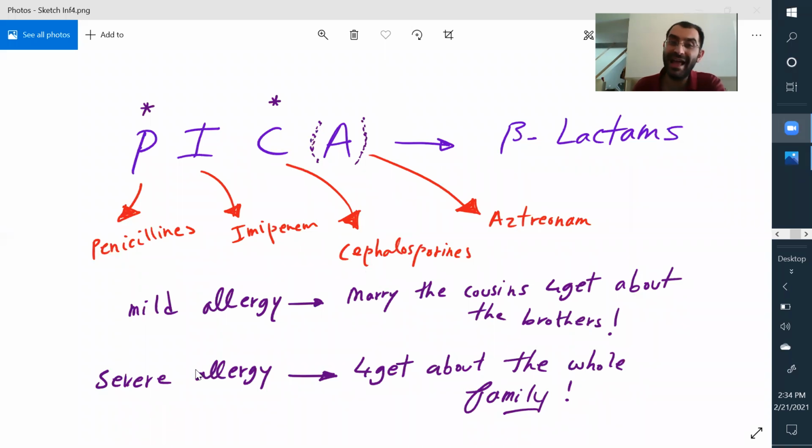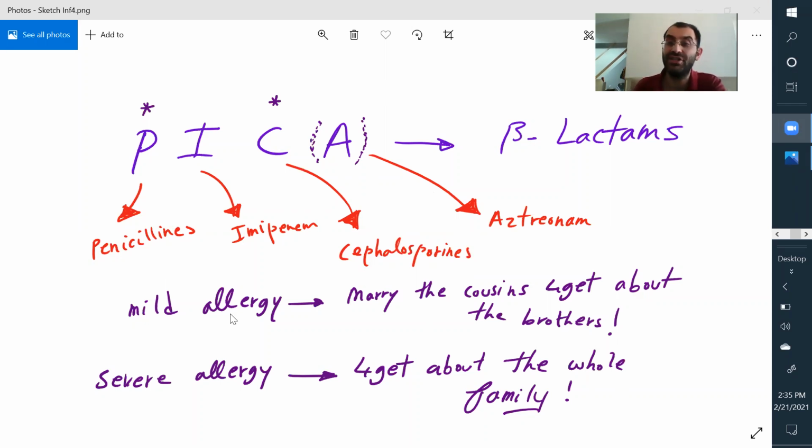But if it is severe allergy, anaphylaxis to penicillins, I will not marry the penicillin brothers. I will not marry cephalosporins, their cousins, either. I should find another girl or another guy from another town, another tribe. Forget about the whole family. I will not use penicillins. I will not use cephalosporins. I will probably not use any of the other beta-lactams. Why? My patient might die next time.